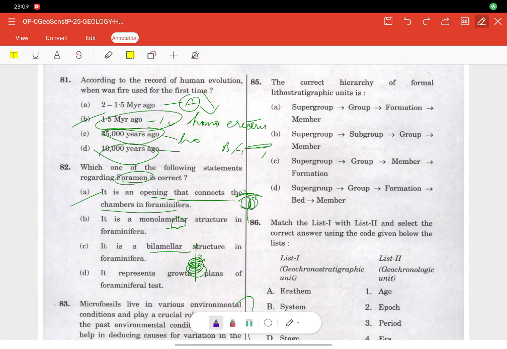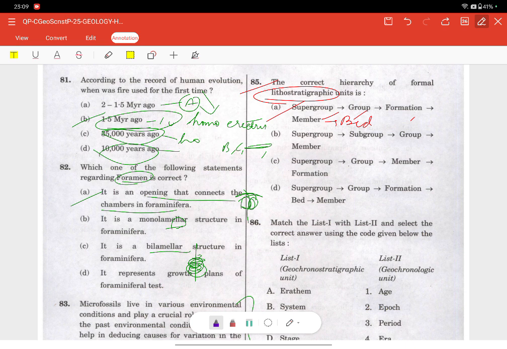Again, hello everyone. So now we are going to solve the stratigraphy questions. Starting from the 85th question, the correct hierarchy of formal lithostratigraphic unit is what? The lithostratigraphic hierarchy is supergroup, group, formation, member and bed. So after member, a bed also comes. So the first one is giving us the right option.